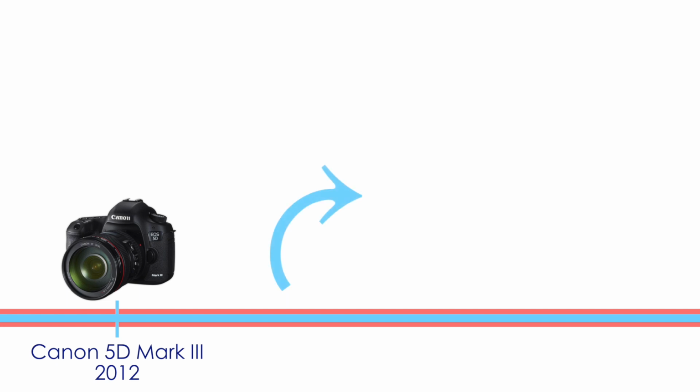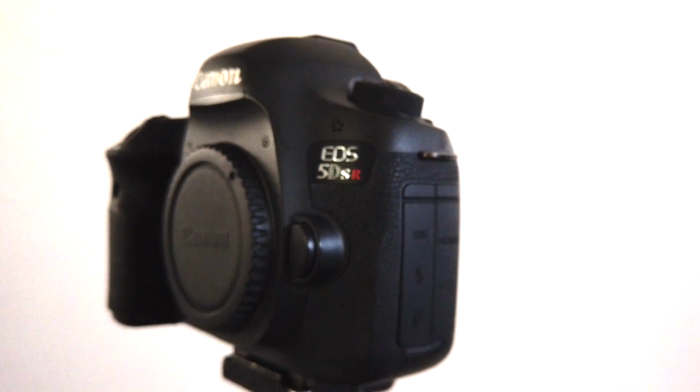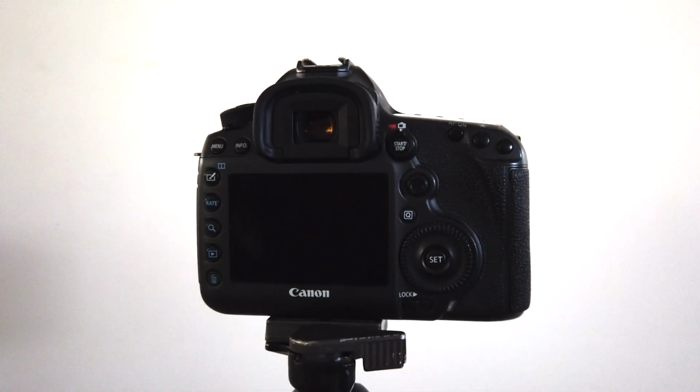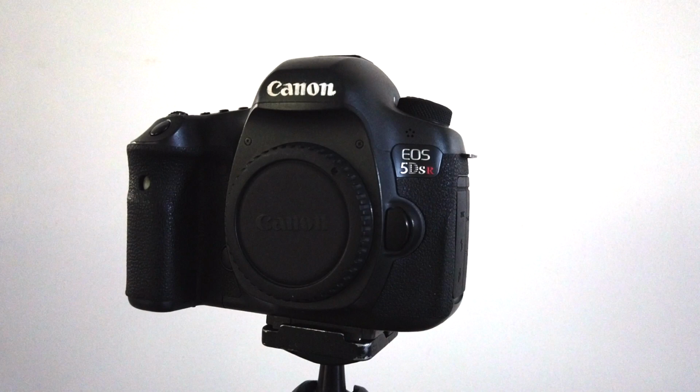Now let's delve straight into a bit of history. The Canon 5DS and the 5DSR were both released in early 2015, not as a replacement, but alongside the Canon 5D Mark III. Both come equipped with a 50 megapixel sensor. However, the 5DSR, standing for resolution, does not have a low pass filter, thus enhancing the detail it captures. However, it does increase the risk of moire patterns being formed.